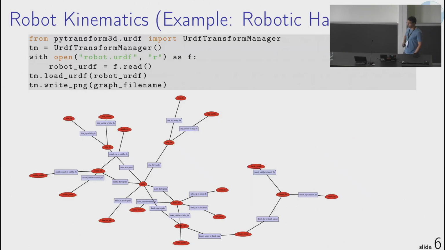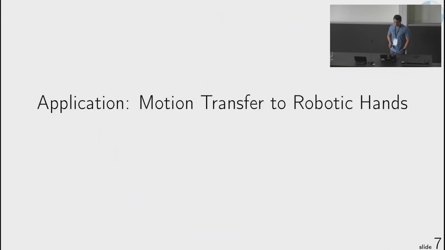In reality, things get a bit more complicated. This is an example of a graph of a simple robotic hand. For robots, we often use the so-called Universal Robot Description Format to describe the mechanisms. And you can simply import them or read them from a file here, and then you can produce such a graph easily with PyTransformPD.